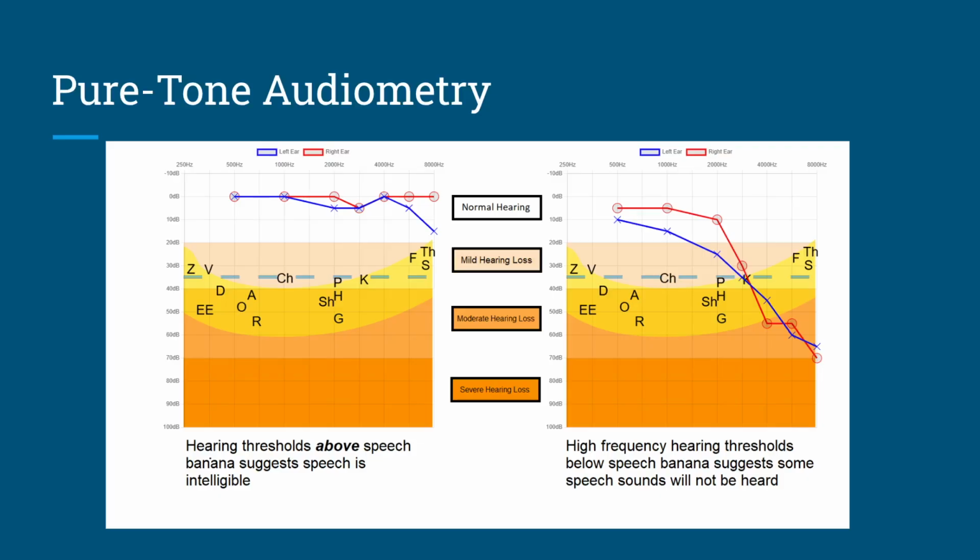But if we look at the audiogram on the right side, we see that some of these phonemes, F, TH, and S, are falling above the curves, above the blue and the red curves, indicating there is some degree of hearing loss here. High frequency hearing loss of mild degree.